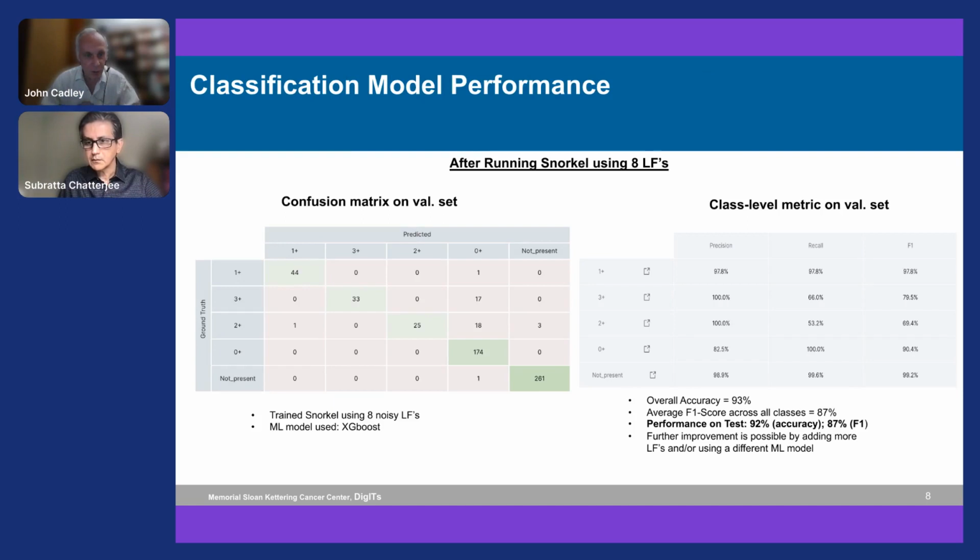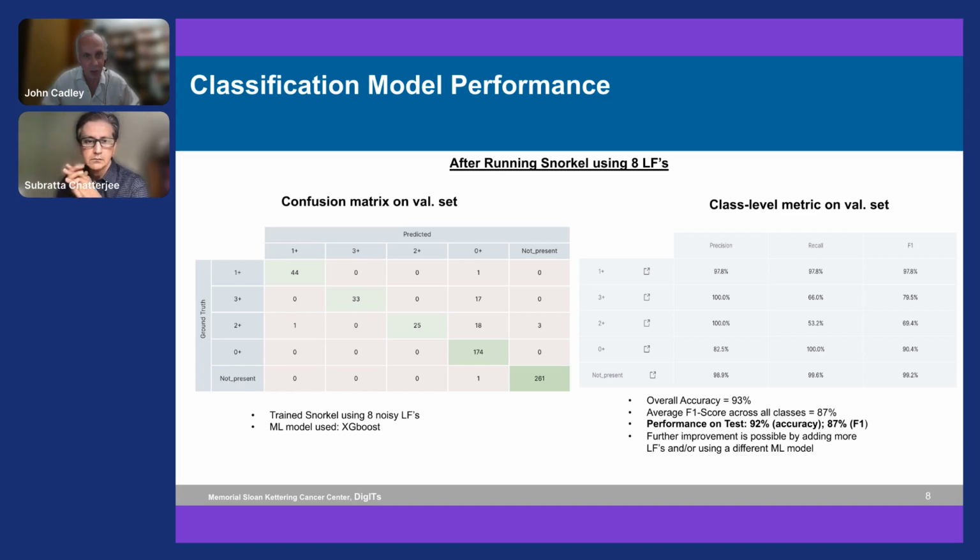After running Snorkel a couple times and only really having at this point 8 labeling functions, this is an example output of Snorkel, and I put this up because it wasn't our final version of it. This is an intermediate version. I wanted to show how this was used. So, for example, if you look at this 3 here, you can see for these 3 reports, the ground truth is 2 plus, yet Snorkel said it was not present.